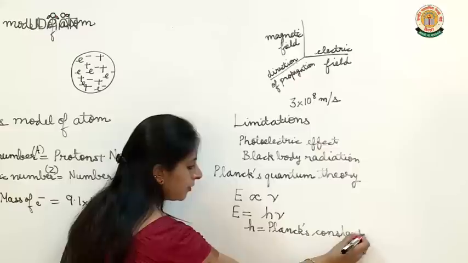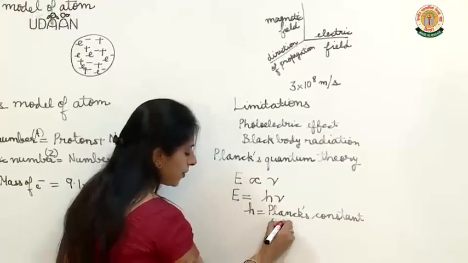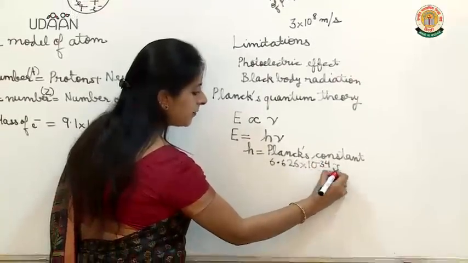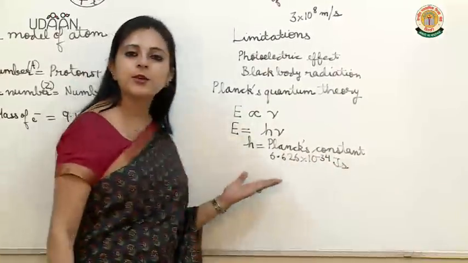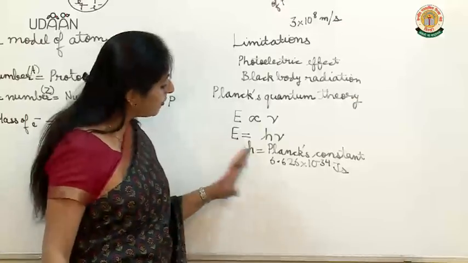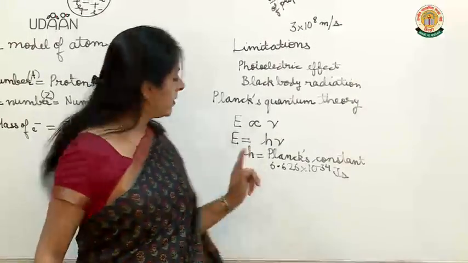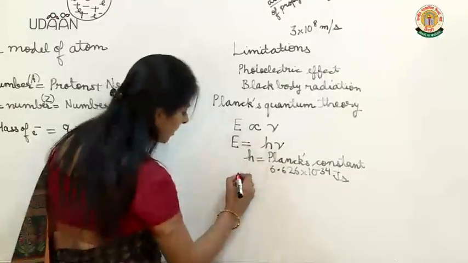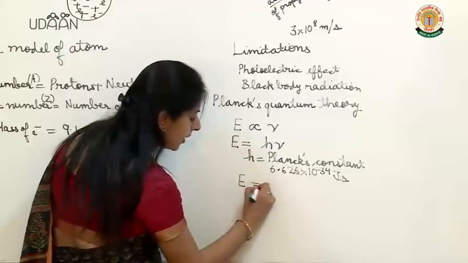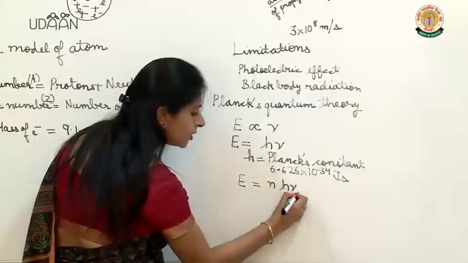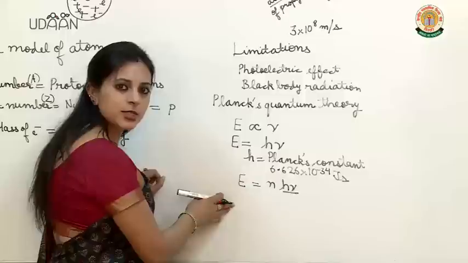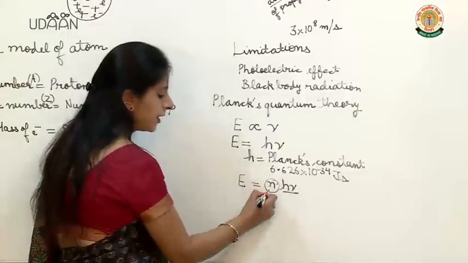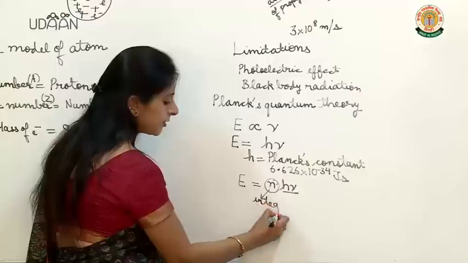And what is the value of Planck's constant? It is 6.626 into 10 to the power minus 34 joule second. This is the value of Planck's constant. Now, it says that energy of each photon is always an integral multiple of h nu, where n is an integer.